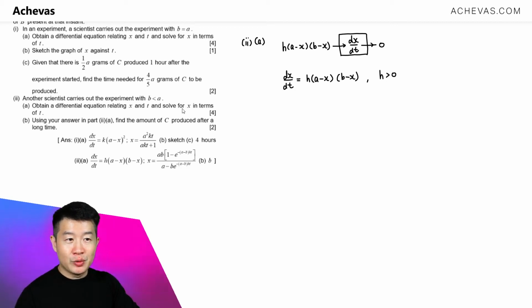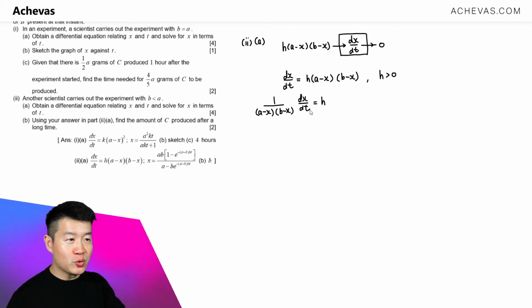The next thing that we are supposed to do, let's solve this differential equation. So I'm going to shift this over to the left hand side, dividing this across. It will be giving us a 1 over (a minus x) multiplied by (b minus x), so I have this dx dt. This is equal to h. And I'm going to be integrating both left and right hand side with respect to t.